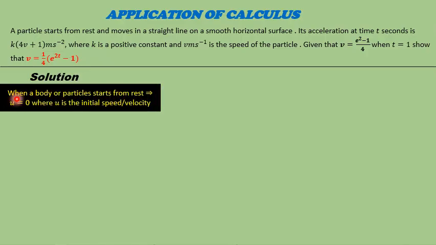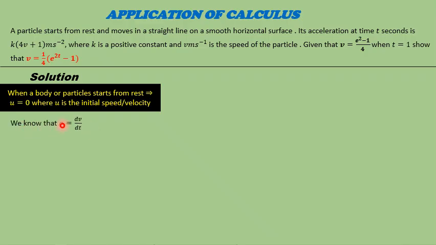Now, there's an important hint before we start diving into the solution. When a body or particle starts from rest, it implies that u equals 0, where u is the initial velocity or speed. This is a general case in applications of calculus; for questions of this form, the key point is that the particle starts from rest. In our case, our speed here is v.